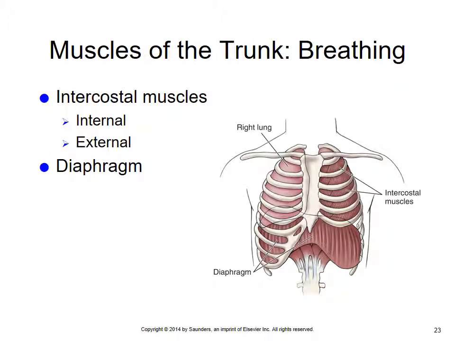Muscles of the trunk for breathing. The diaphragm is a dome-shaped muscle that separates the thoracic cavity from the abdominal cavity. The diaphragm is the chief muscle of inhalation, or the breathing in phase of respiration. Contraction and relaxation of the intercostal muscles and of the diaphragm change thoracic volume. Therefore, these muscles are primarily responsible for breathing or ventilation.